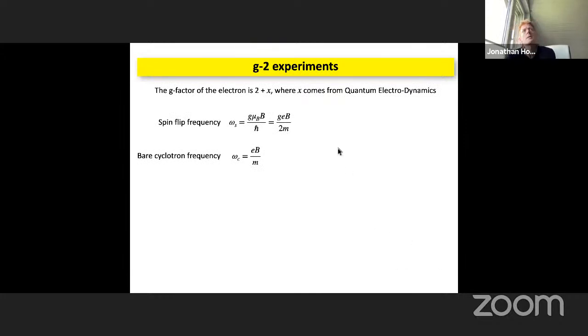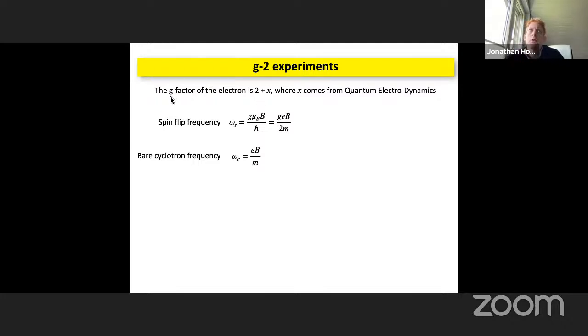Okay, so now let me come to the first set of experiments that have been done with Penning traps, one of the key early experiments. That's what we call g-2 experiments, and they're very famous. They've been done with a number of the fundamental particles, but probably the most fundamental, from a student perspective, is that of the electron. So let me explain the g-2 measurements of the electron.